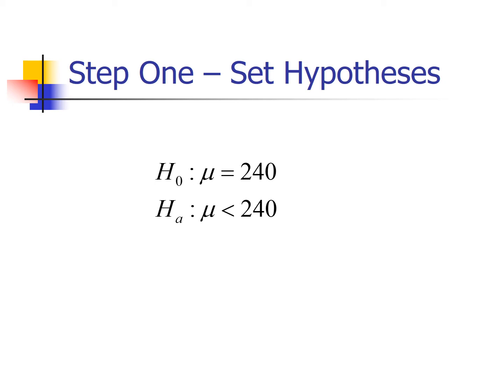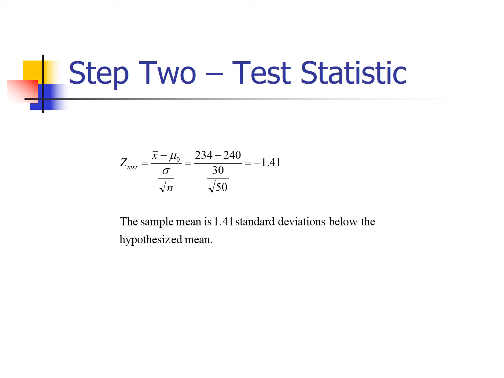So step 1, set up our hypotheses. These are the same hypotheses as before. Our alternative hypothesis is that the mean, mu, the average time to test completion, is less than 240. Our test statistic, right, is x bar minus mu naught over sigma over the square root of n. Plug in all the numbers, I get negative 1.41.